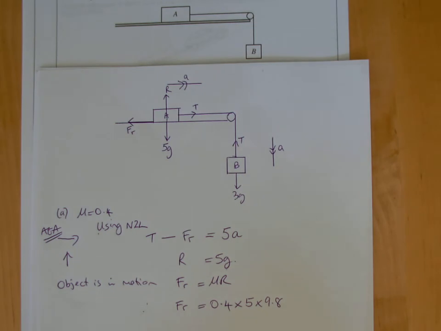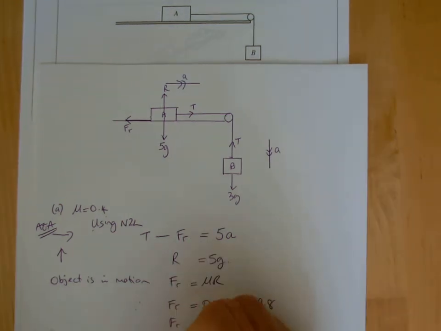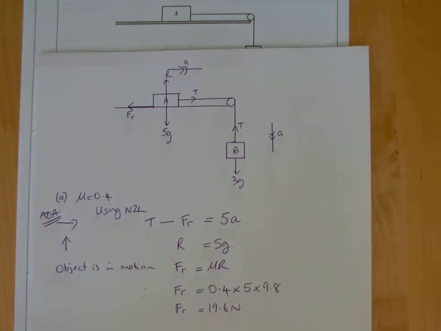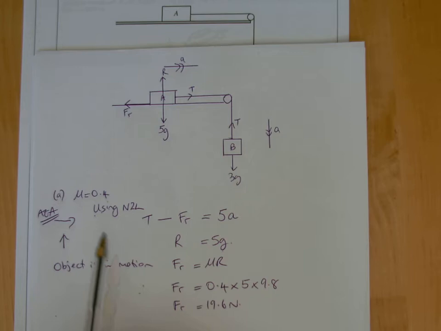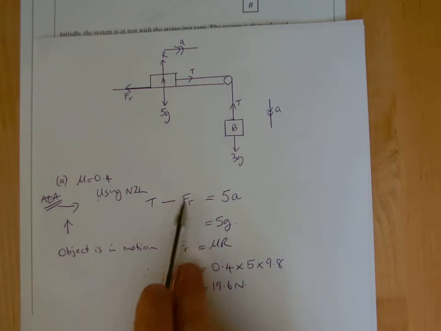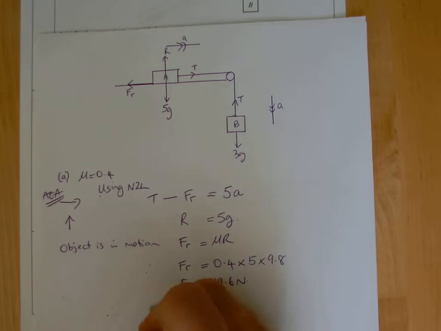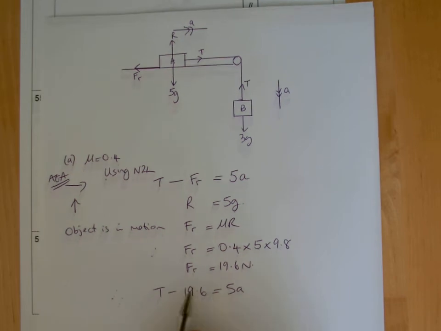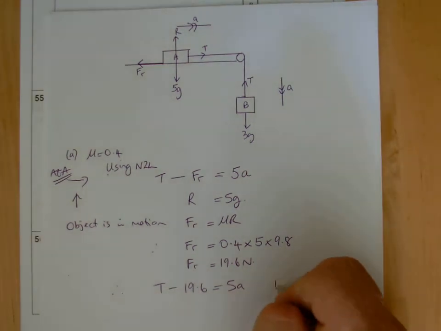On my calculator, I get the answer to be 19.6 newtons. So that's my frictional value when it's in motion, and that's the max friction essentially for the value of mu equals 0.4. Because we know friction is 19.6, I can put it in there, so T take away 19.6 equals 5a, and I've got a nice equation with two unknowns. I'll call this equation 1.